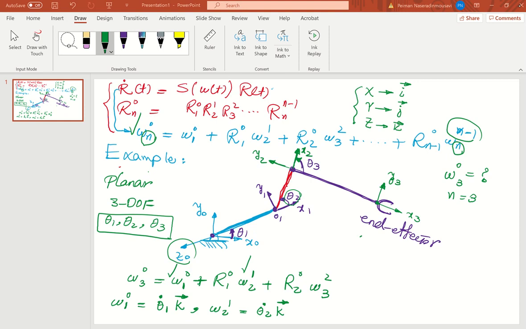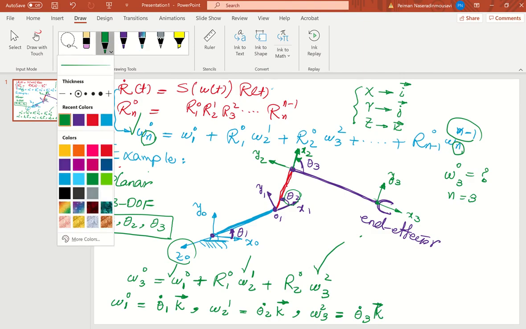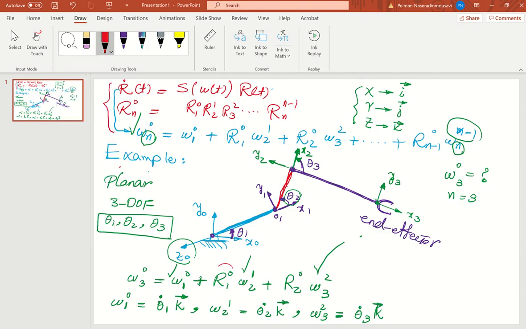And now omega 3 respect to 2. Angular velocity of the end effector of the robot respect to frame 2. All of these rotating with this. So if that's that rotation, it's gonna be theta dot 3, again in the direction of k. Here we go. And I got this. Now we have to calculate this and this. I taught you this million times. Let's do it together.